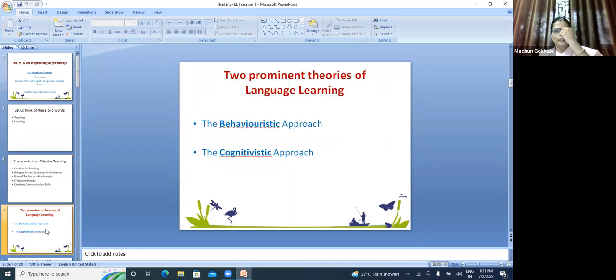All right. So we move ahead with two prominent theories of language learning. Now, this is how linguistics and ELT come together. The topic given to me is how some of the concepts and notions in linguistics can be useful for ELT purposes. Now, remember, these two approaches actually come from psychology. Initially, the behavioristic approach was very popular. But then after the 1960s or so, the cognitivistic approach became very popular.